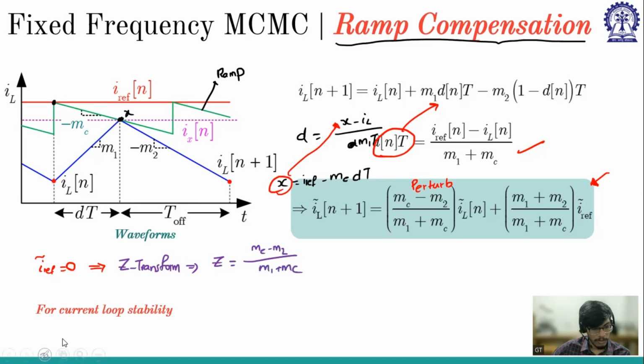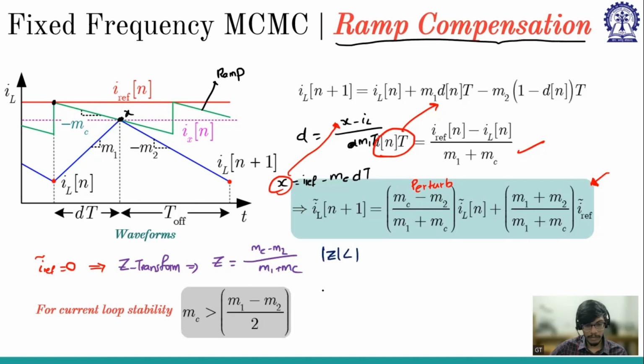And we know that for stability, mod Z should be less than 1. So if you do this calculation, mod Z less than 1, we'll be getting this expression. So for a given M1 and M2, if we are to stabilize it, then this is the condition.